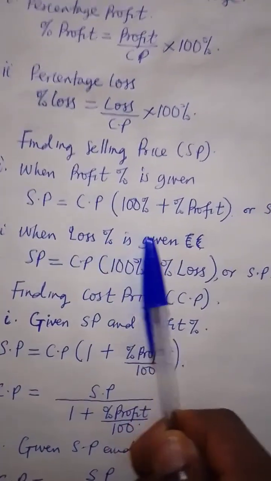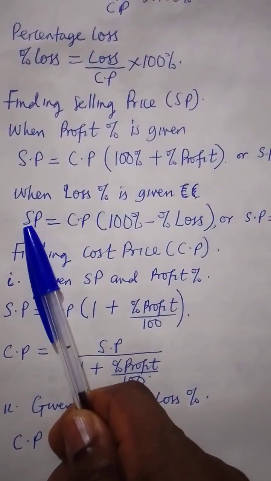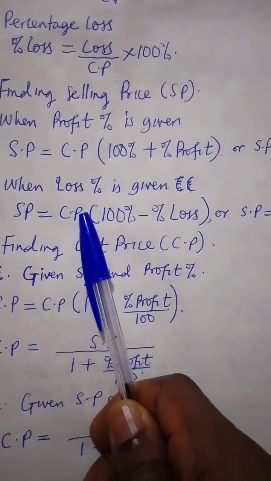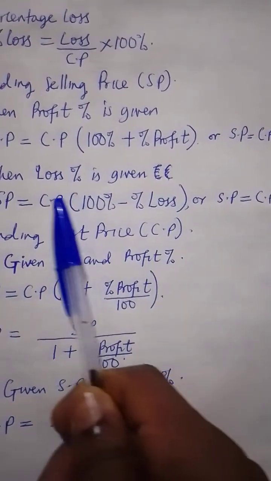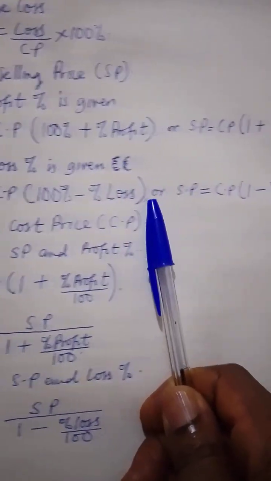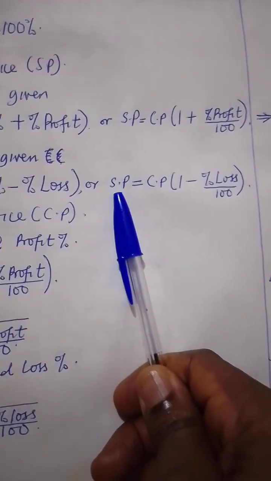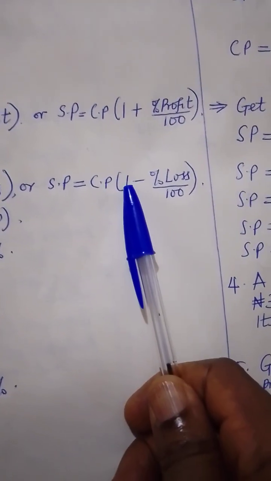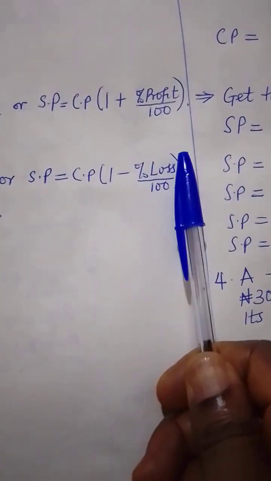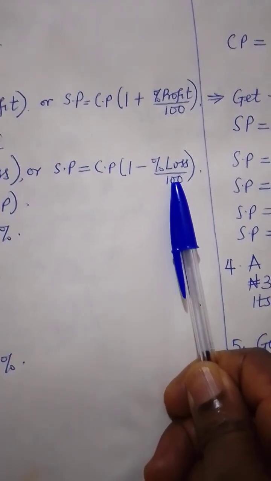When loss percent is given, our selling price is cost price into 100% minus percentage loss. This is a crude form. If you refine this, you get selling price is cost price into 1 minus percentage loss over 100.